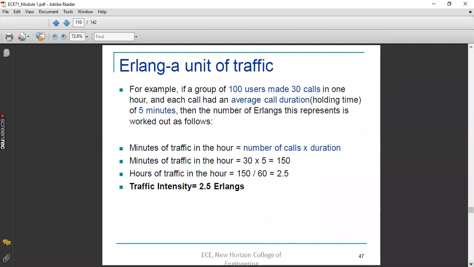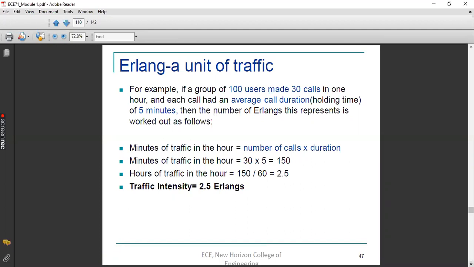Now take down this example, another example. Kindly take your notes, don't sit idle. Example: if a group of 100 users made 30 calls. Totally, we have 100 users or 100 customers in one cell, and they are making 30 calls. That is, the remaining 70 are idle. Only 30 calls are in progress in 1 hour. So the observation time interval is 1 hour, which is nothing but 60 minutes.